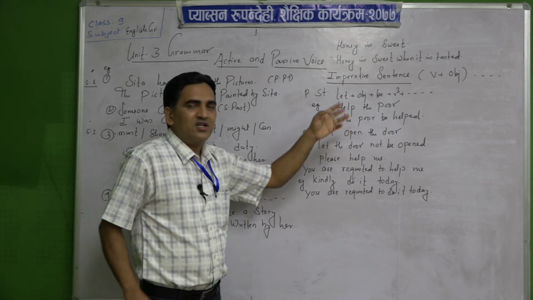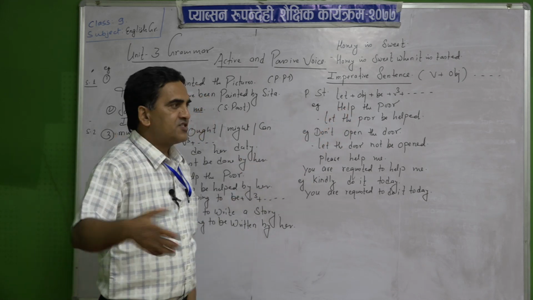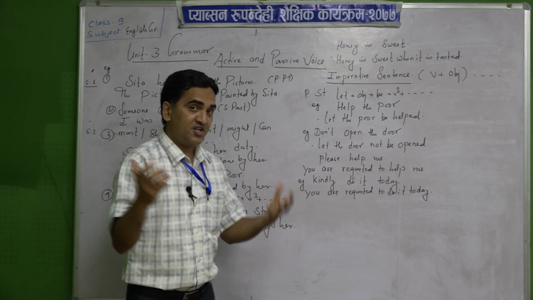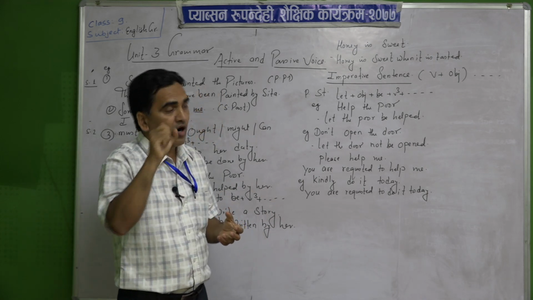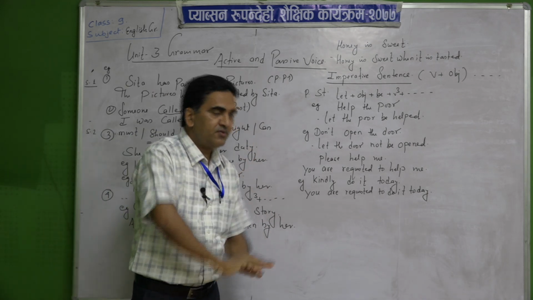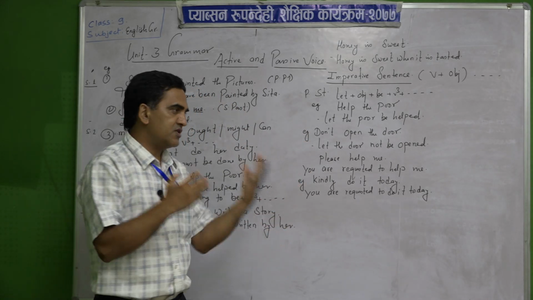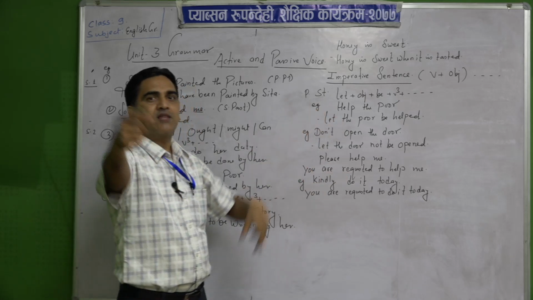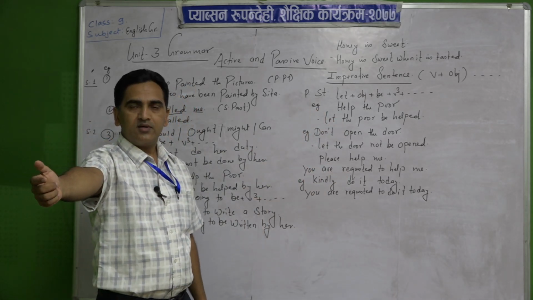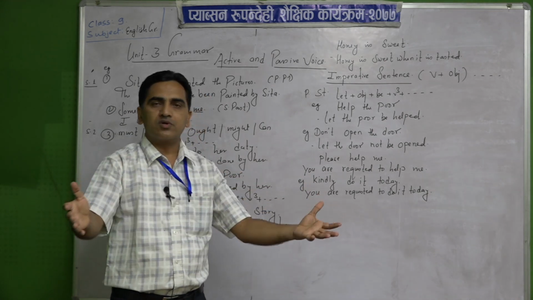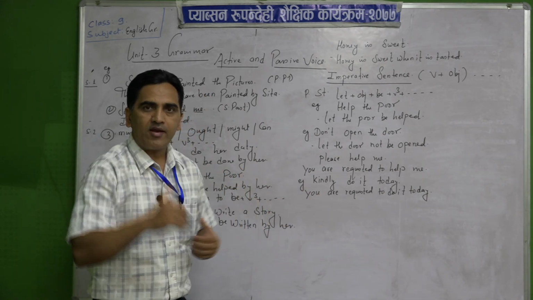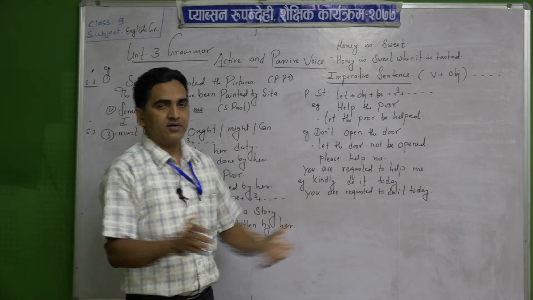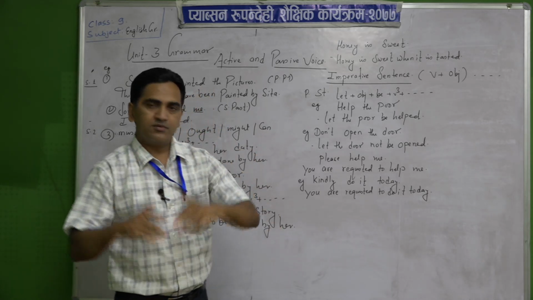Now look here. It expresses command, request, order, suggestion, recommendation. It starts from a verb, a command sentence, and it may be positive, it may be negative. Help the poor, don't help the poor. Teach the children, don't teach the children. Help the beggar, don't help the beggar. Both positive and negative.